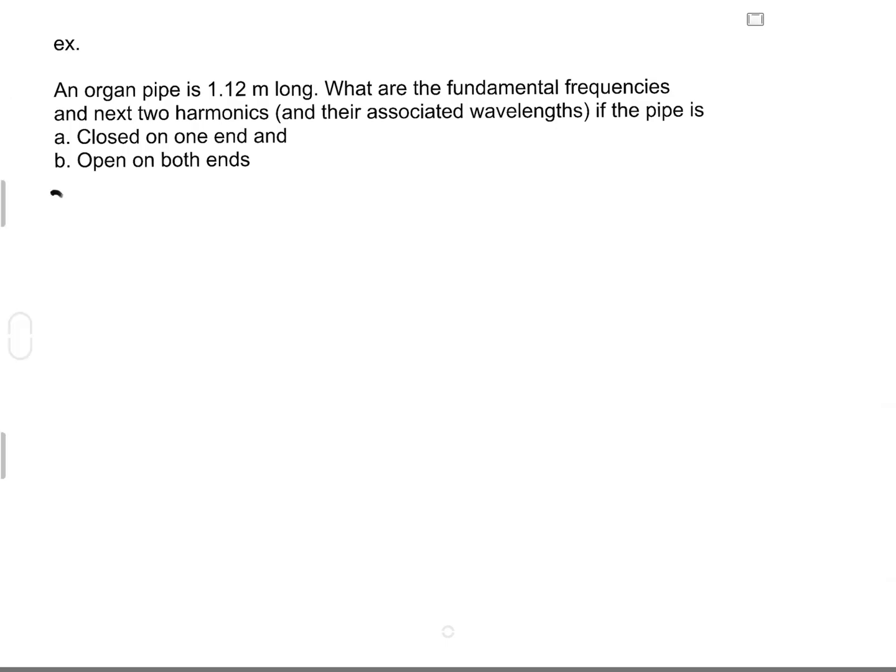Okay, for A, first of all, I want you guys to notice that we're being asked to find the frequencies and wavelengths. However, we don't know what the speed is. But if you think about it for a second, an organ pipe, like the organ that you find in a church, is something that produces sound through the air. Therefore, it's going to be traveling at the speed of sound.